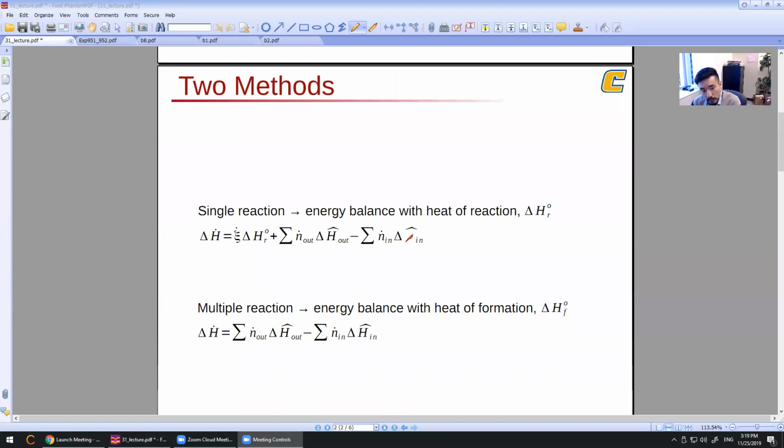There are two methods to calculate the delta H dot. One is a single reaction method. Second is a multi-reaction method. But the difference is for the first method we use heat of reaction, and for the other one we don't need to use heat of reaction, but we need to use heat of formation. You will see an example of both cases later in this lecture.